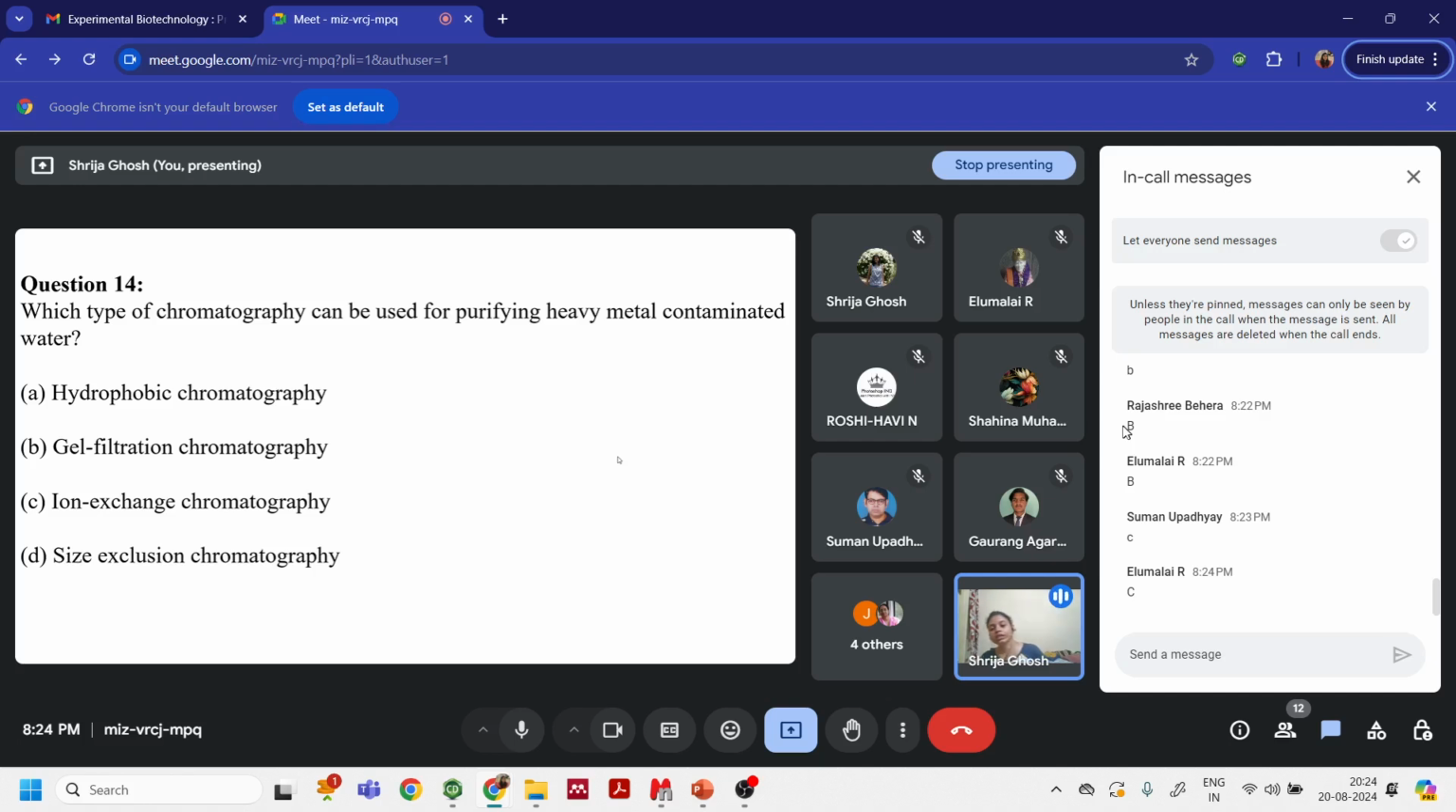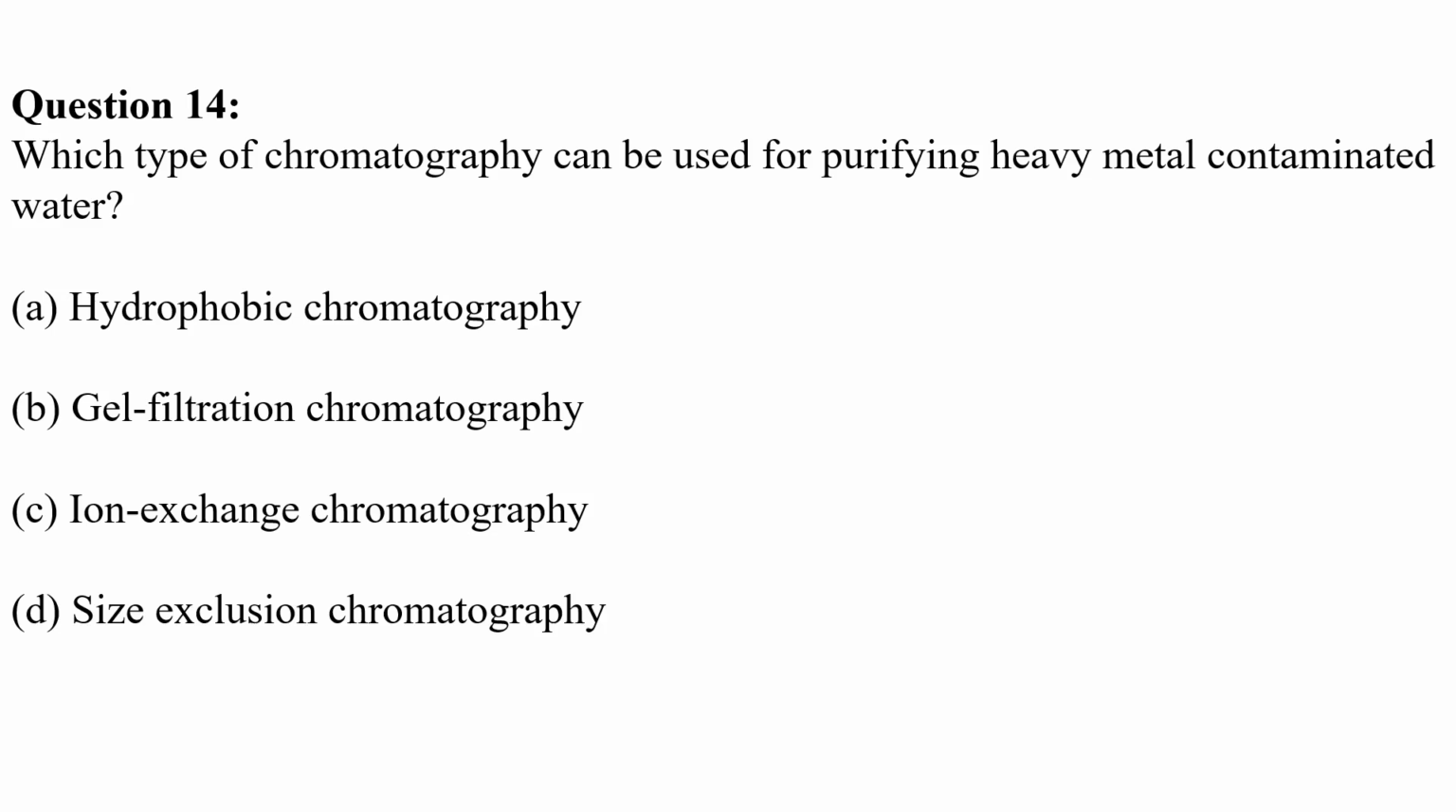Option C is the correct answer, ion exchange chromatography. I have already explained the concept of ion exchange chromatography, so I hope you understand now. Basically, heavy metal contamination is going to be in the form of heavy metal salts, right? So all these salts will be in ionic form.